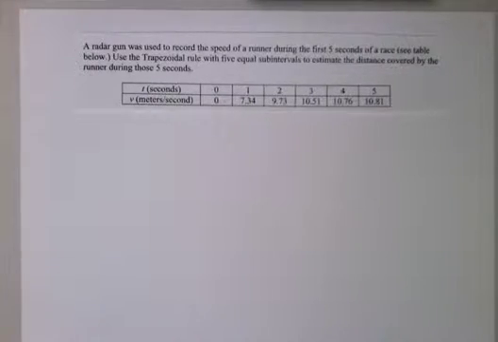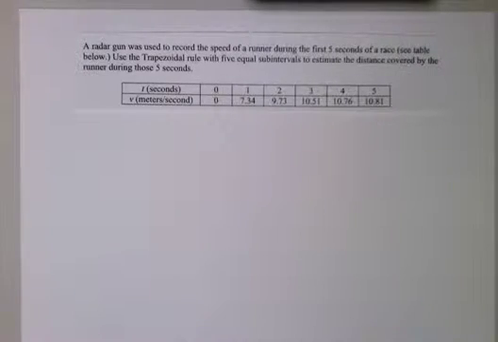Okay, and here, this one's a little bit different just because we're actually given a context. Remember how I told you that you're given data when it comes from a scientific, data gathering experiment, whatever the scenario. Here, a radar gun was used to record the speed of a runner during the first 5 seconds of a race. See the table below. Using the trapezoidal rule with 5 equal subintervals, estimate the distance covered by the runner during those 5 seconds. Now remember, if you integrate velocity, you get displacement.